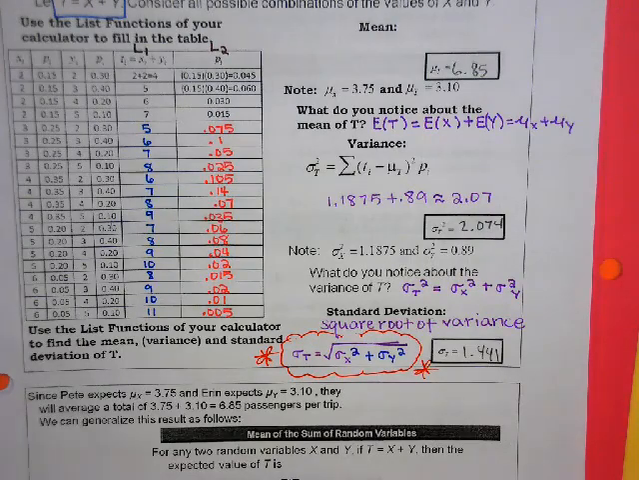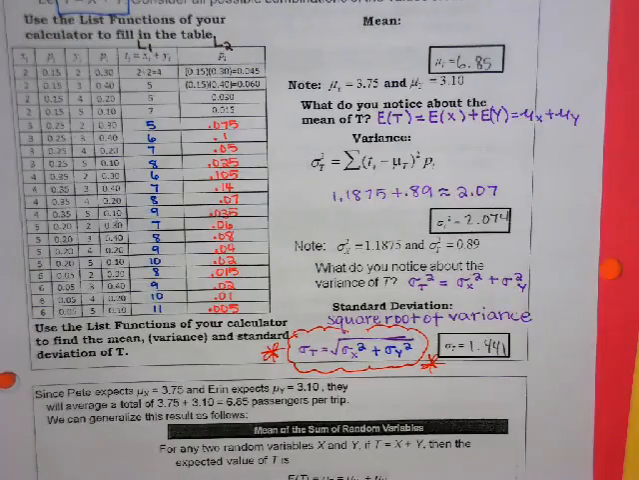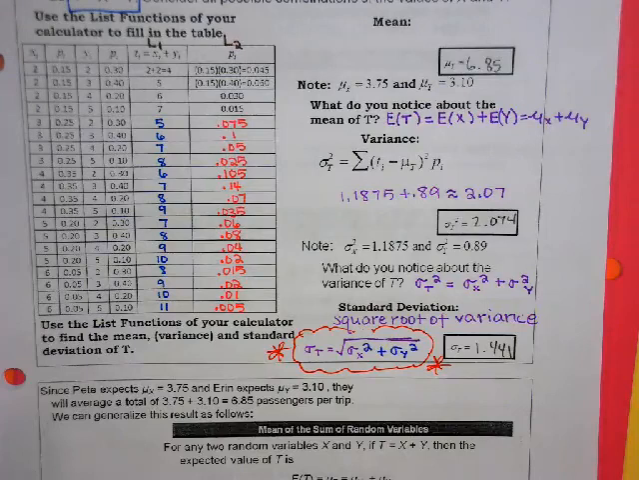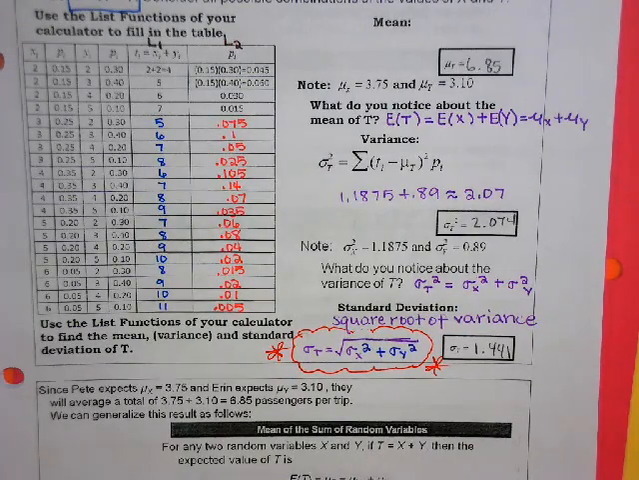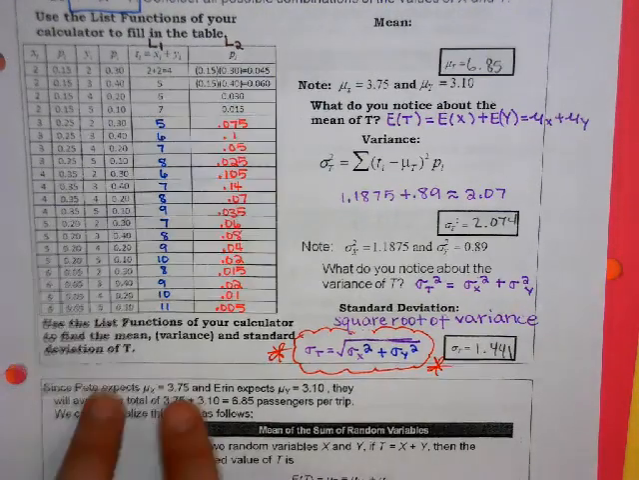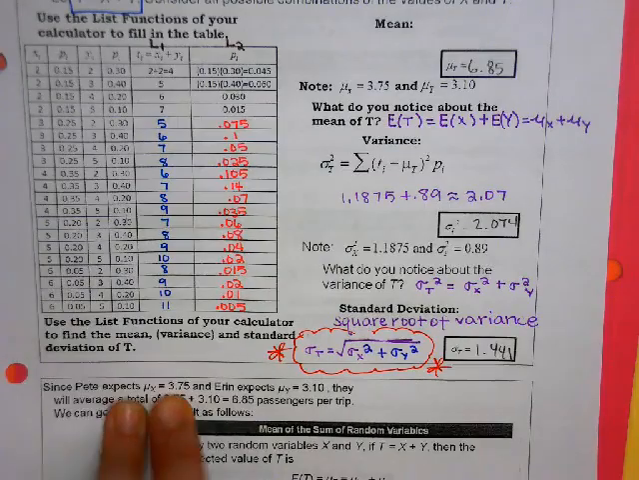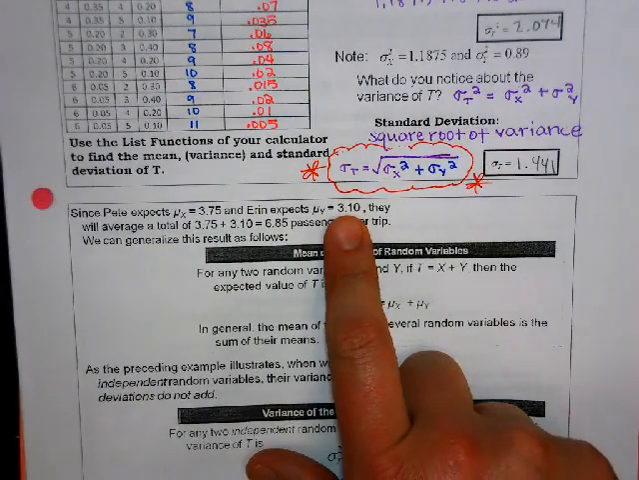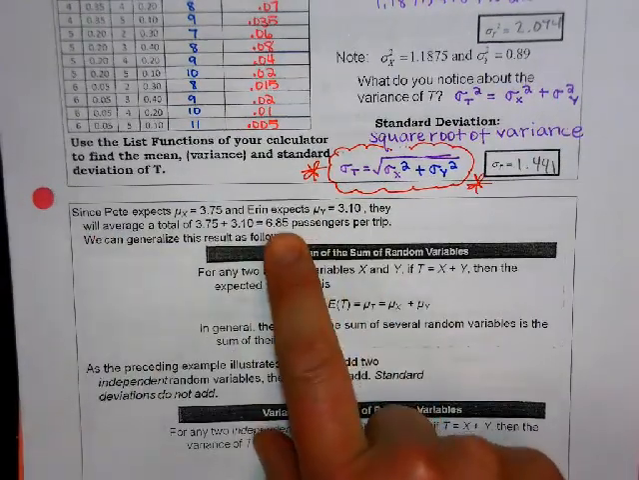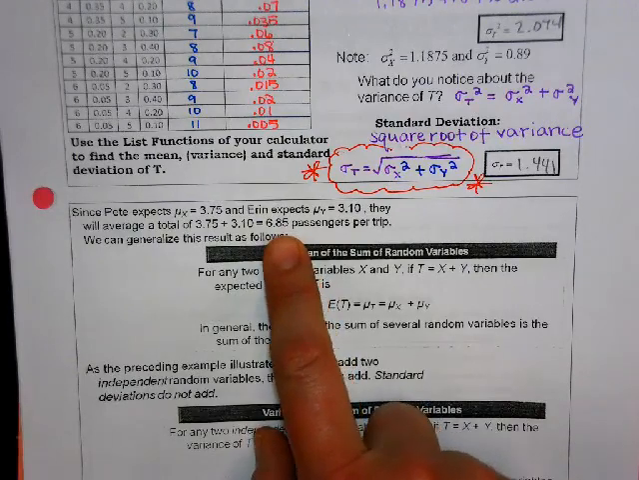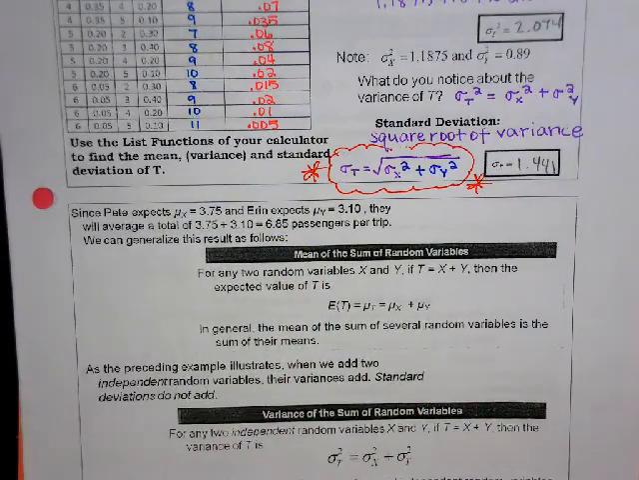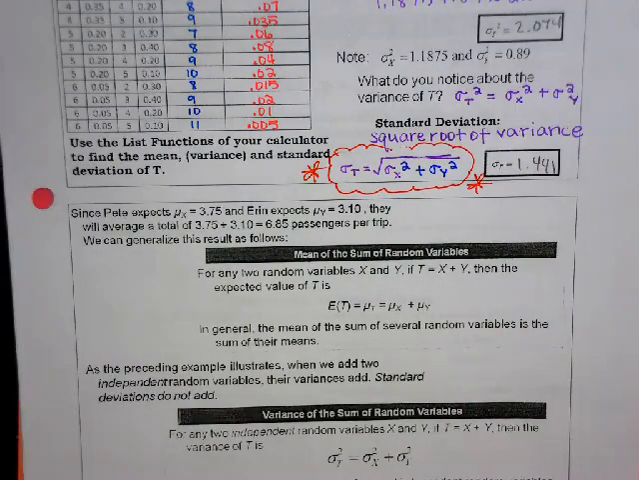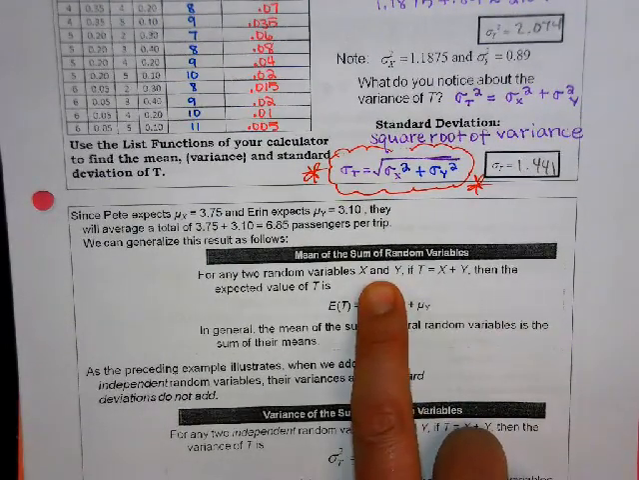All right, so down below, we have some summary again. Pete had an expected value of 3.75. Aaron had an expected value of 3.1. So together we have 6.85 passengers per trip. This can be generalized very similar to the way we wrote it up there. If we have two random variables, X and Y, and T is defined as X plus Y, the expected value of T comes from adding the means together, the mean of X plus the mean of Y.